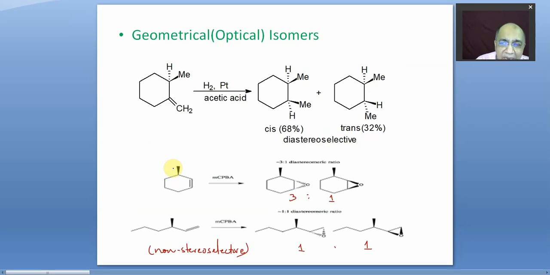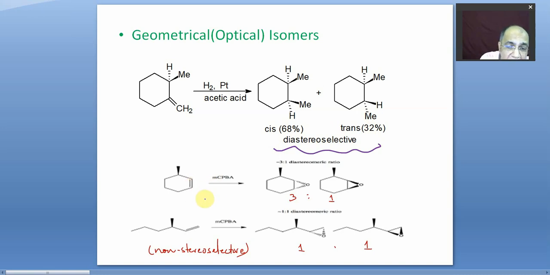Similarly, you can have geometrical isomers. In cyclic compounds, we prefer to use the term geometrical isomers rather than optical isomers, although they have their absolute configuration RS. So when this configuration is fixed, supposing this is R, and you reduce this double bond, there are two possibilities. 68% is coming cis, and 32% is coming trans. So these two are diastereoisomers, cis and trans.